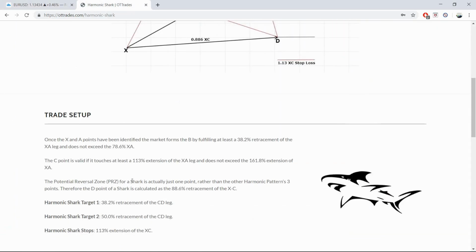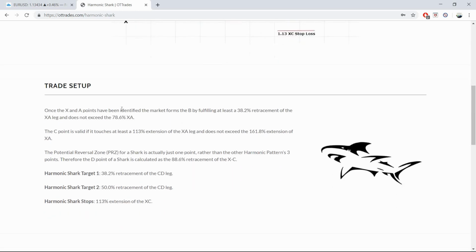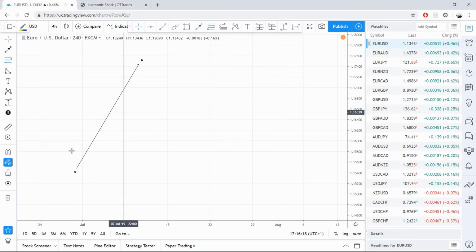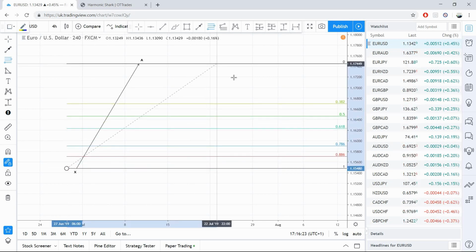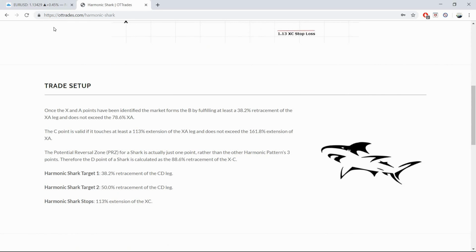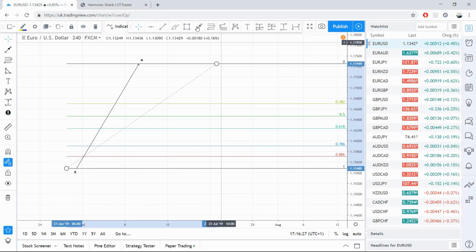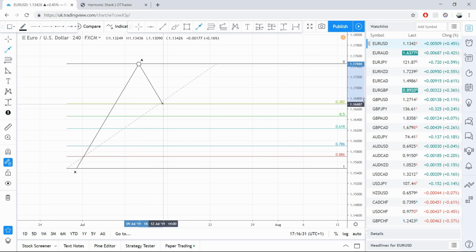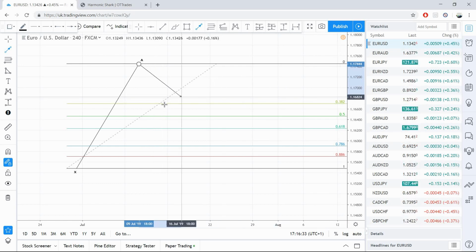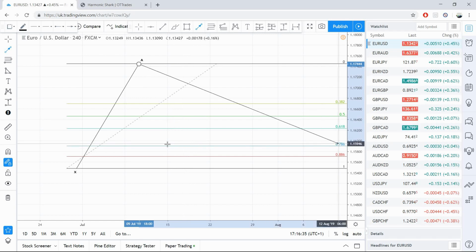So the next point is the B point. The shark pattern is relatively simple compared to the other harmonic patterns. The B point is going to form by fulfilling at least a 382 retracement of the X to A leg and does not exceed the 786 of X to A. So we're going to get our Fibonacci retracement tool, take it from X up to A, and at least 382, does not exceed the 786. That means our price has got to retrace to at least this 382 level here and does not exceed the 786 level.